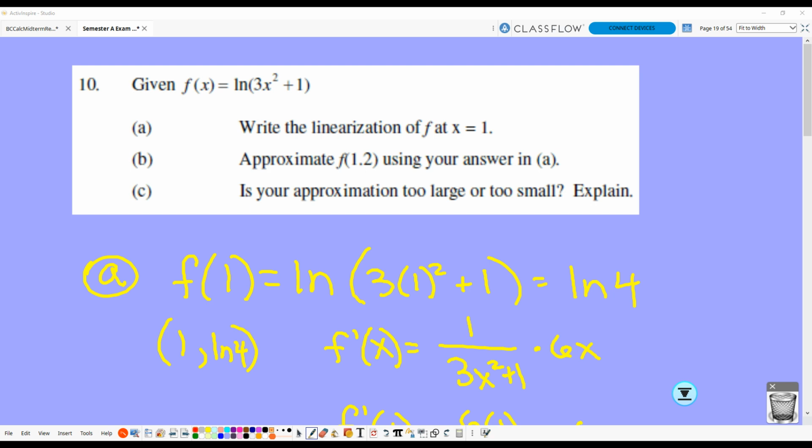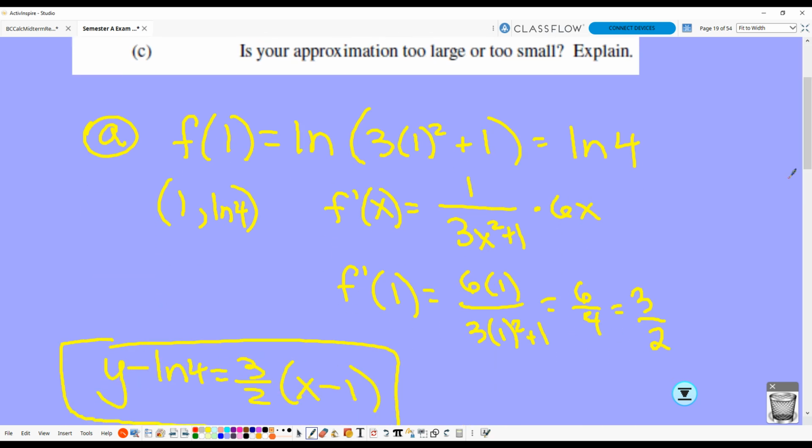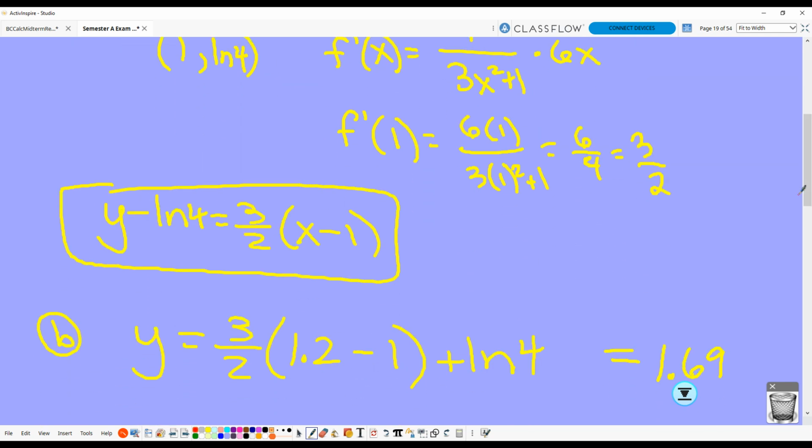How do I find the slope? Well, I'm going to do the derivative. The derivative of natural log of stuff is 1 over stuff times the derivative of stuff. That slope evaluated where I wanted my coordinate, f prime of 1, plugging all that in, I get 3/2. So the tangent line: y minus the y value equals slope times x minus the x value, and leave it.